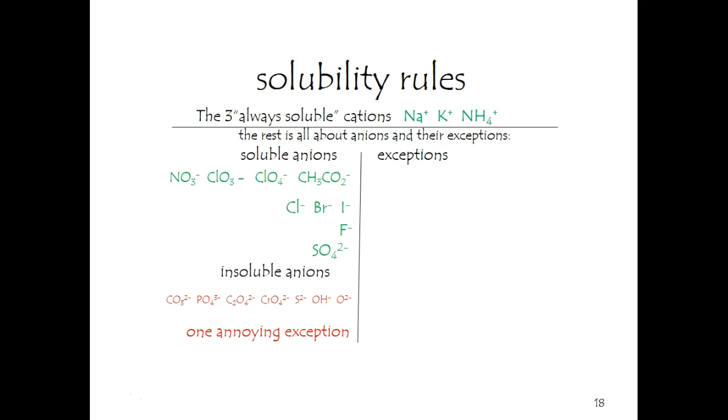So tell me about nitrates, chlorates, perchlorates, and acetates. The rule is they're always soluble. Chlorides, bromides, and iodides are always soluble. Oops, no, they are not. See, I got a little bit to learn there. There are exceptions: silver, mercury, and lead. Okay. And it has to be mercury 2, 2+.